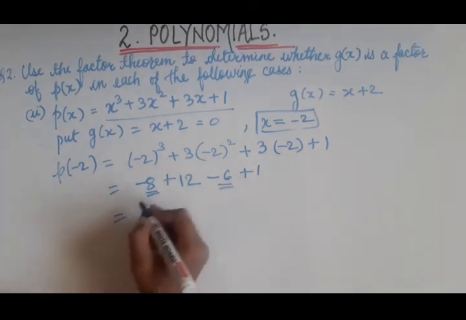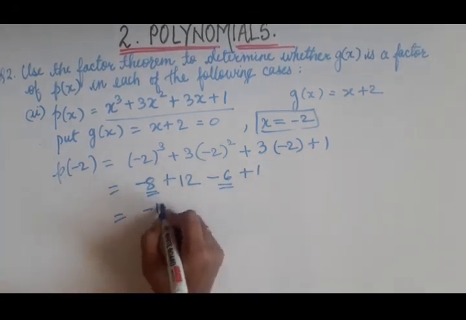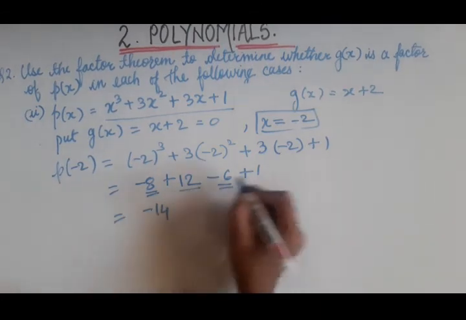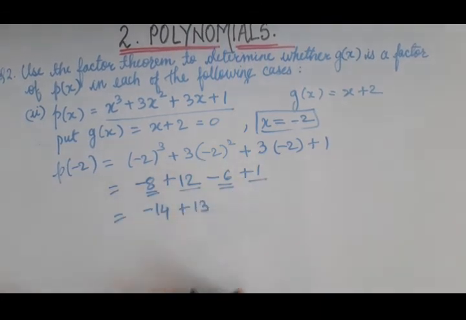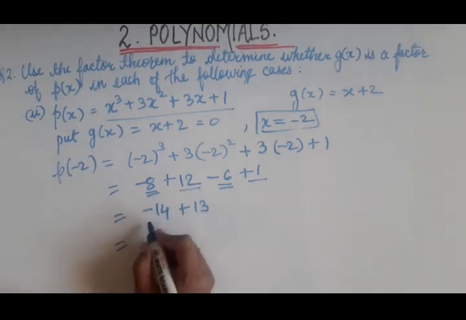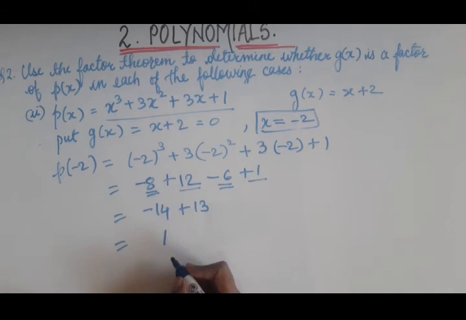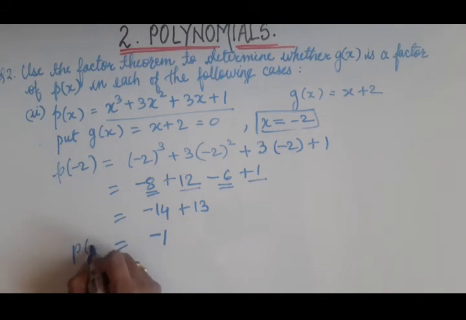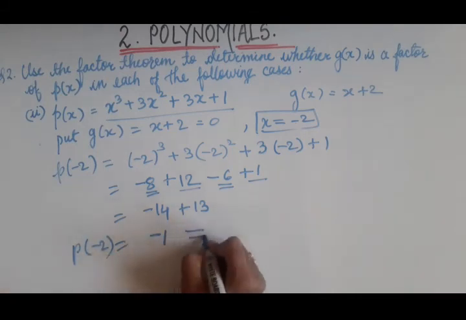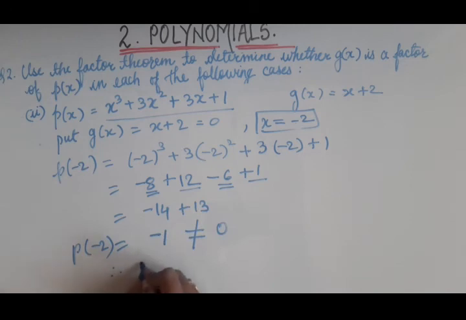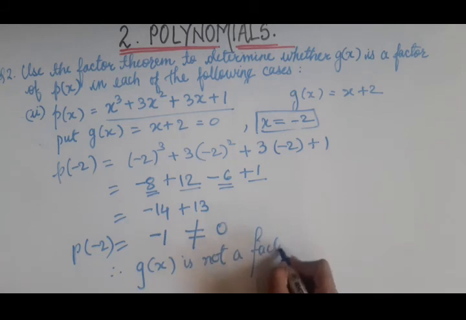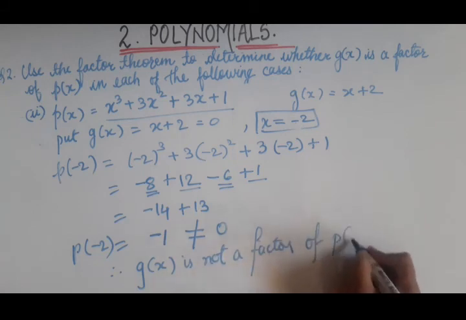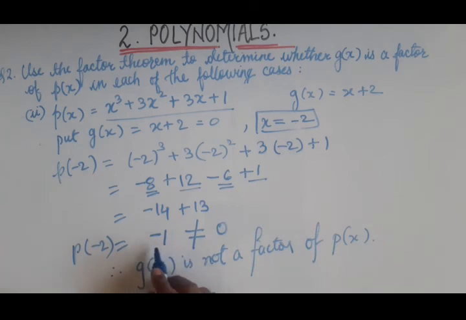Solve the negative numbers first. Minus 8 minus 6 will be minus 14. And 12 plus 1 will be plus 13. So different signs, so you will subtract. 14 minus 13 is 1. But the sign of the greater number, that is 14, is minus. So the answer will be minus 1. So you got p of minus 2 is minus 1, which is not equal to 0. Therefore, since p of minus 2 is not equal to 0, g of x is not a factor of p of x.